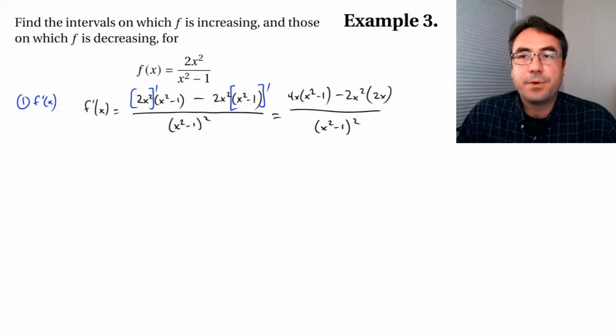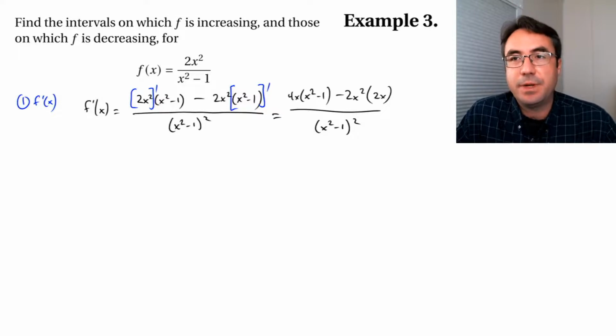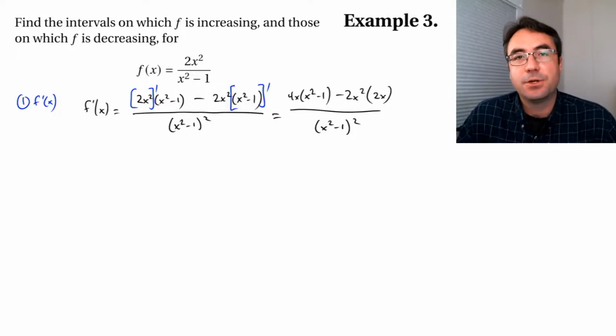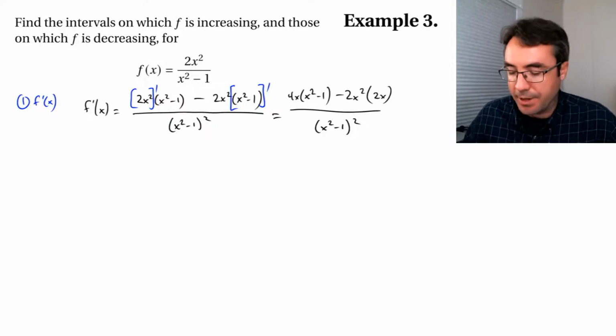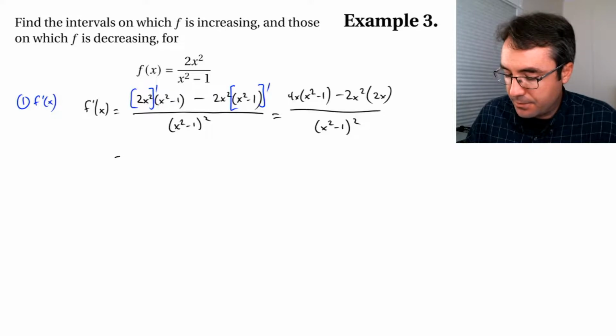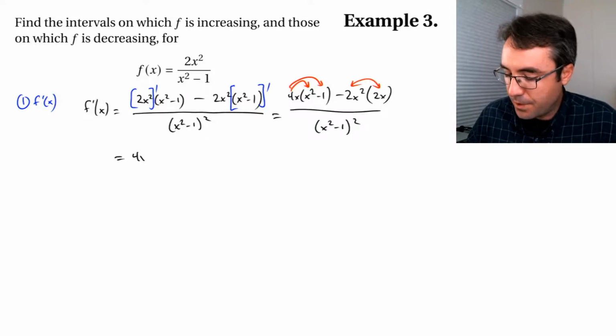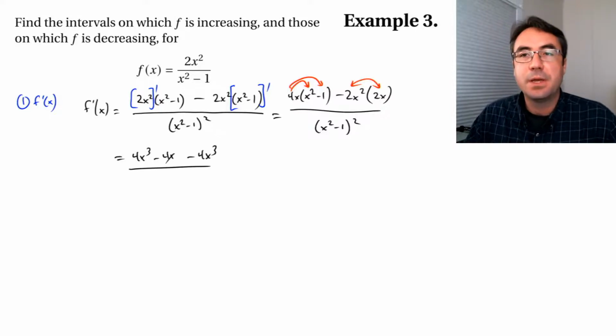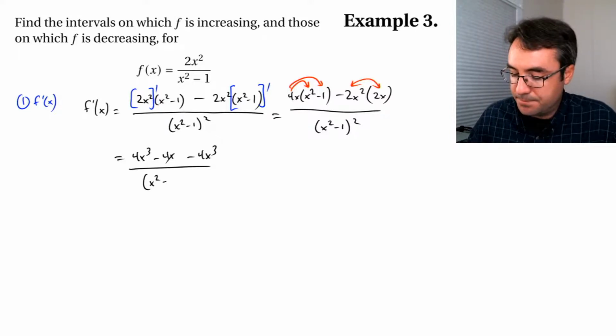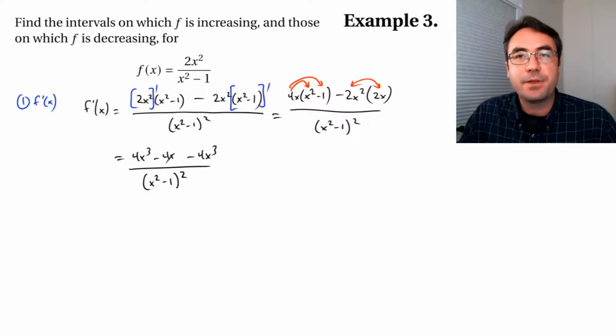So, if we were just getting the derivative, that would be fine. But we're going to be doing some work with this. So we need to simplify it down as much as possible. So really, most of the work happens in the numerator. So let's multiply the numerator out, all the terms in the numerator. So we'll distribute the 4x, and then we'll just multiply these two terms together. So we get 4x cubed minus 4x, and then we have minus 4x cubed for the second part there. All over x squared minus 1 squared. We don't really do anything with the denominator.